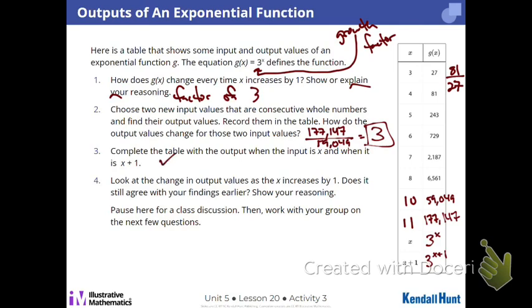Okay. So, check. We did that. Look at the change in outputs. Does it still agree with our earlier findings? So our 2 outputs we actually did up here, right? Now, let's test out this 3. What operation did I do up here to justify it? Division. So let's do it. Let's take the second one, 3 to the x plus 1, and divide by the first one, 3 to the x. And in theory, the next one should always result in triple.